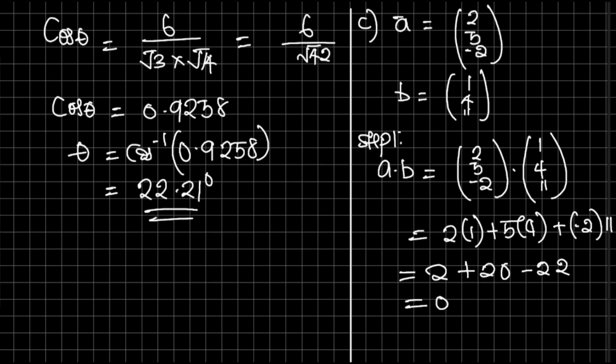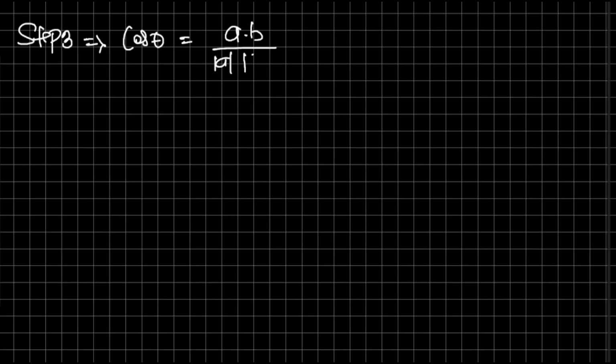Without going forward, even if we compute the magnitude, we're still going to obtain zeros, right? Okay, so we now jump to step 3. When you compute the dot product and the answer is 0, just go to step 3 straight. Cos theta equals A dot B over magnitude of A times magnitude of B, which is 0 divided by magnitude of A times magnitude of B, which equals 0. So cos theta equals 0.